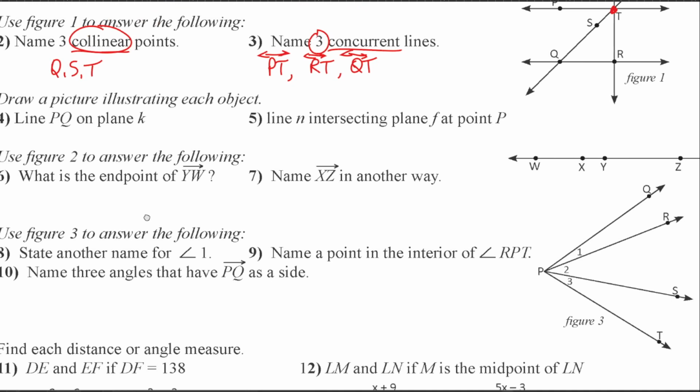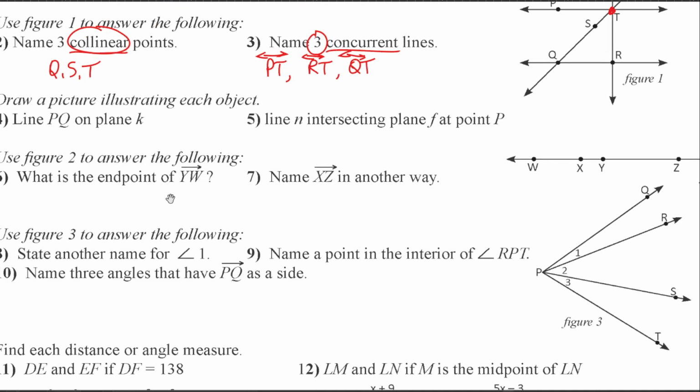All right, let's take a look at this one. You see everything up there? Yeah. This says, use figure 2, so use this line right here with all these points on it. What is the endpoint of YW? Now, this thing has only got one arrow on it. What's that? It's not a line, it's a ray. We haven't talked a whole lot lately about rays, but we did quite a bit there for a while. All right. Let me change this back to red. Okay. So that is a ray.